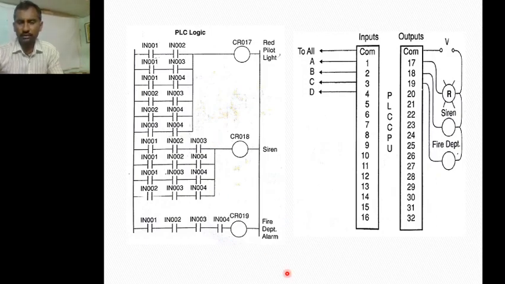This entire program will be present in the PLC CPU. For this PLC CPU, on one side we have the input modules, and on another side we have the output modules. Input modules are connected to the input devices, here IN001, IN002, IN003, and IN004. There are four inputs, and three outputs: siren light, siren, and fire department. These output devices are connected to the output modules.